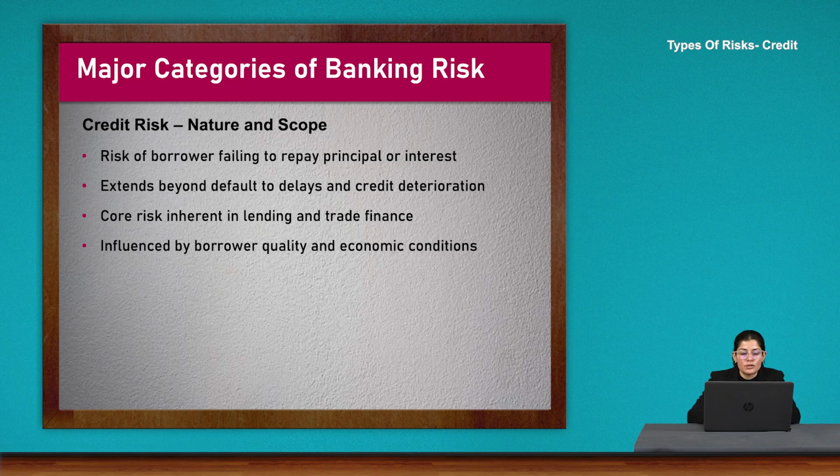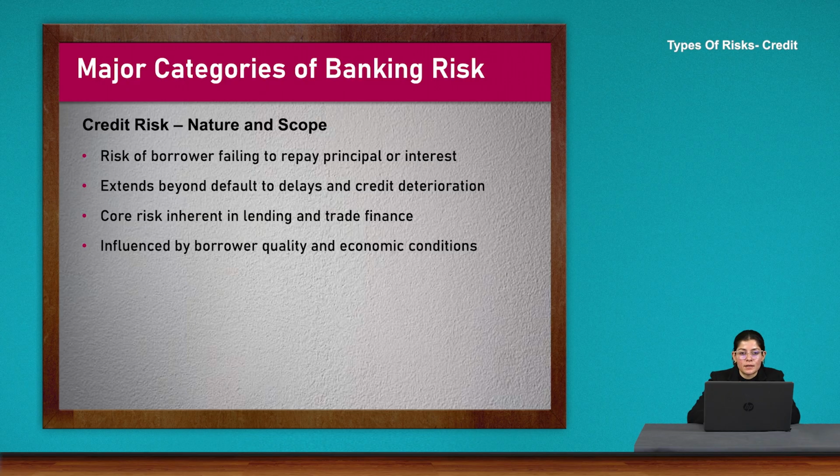Okay, so now we have major categories of banking risk and their functioning. First one is credit risk. Credit risk refers to the possibility that a borrower or counterparty will fail to meet the scheduled payments of interest or principal. It is the most fundamental risk associated with lending activities. Credit risk encompasses not only outright default, but also deterioration in credit quality prior to default, payment delays, as well as shortfalls in collateral recovery.